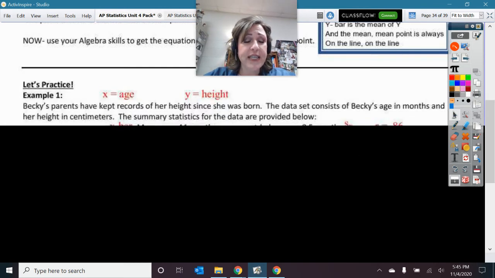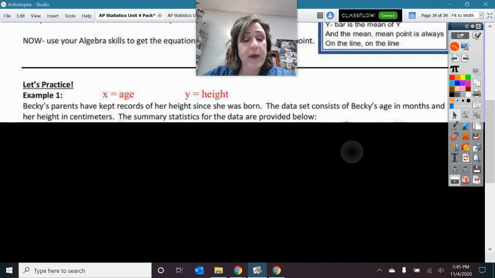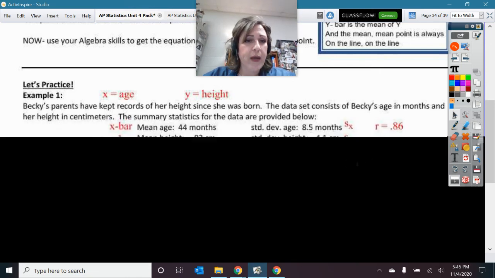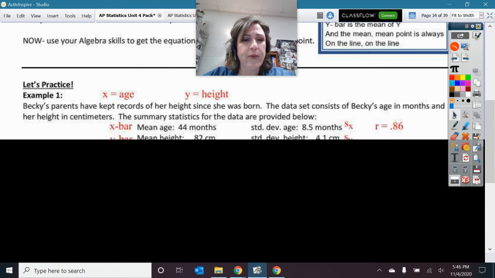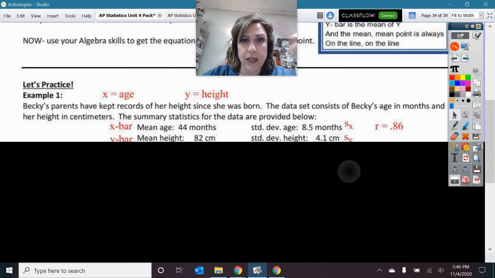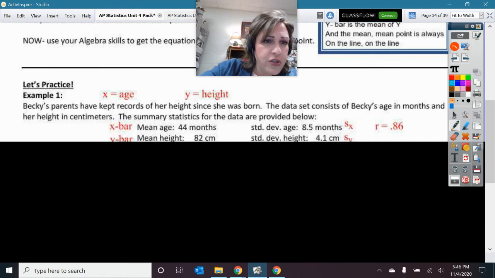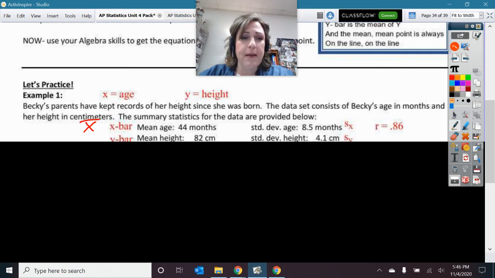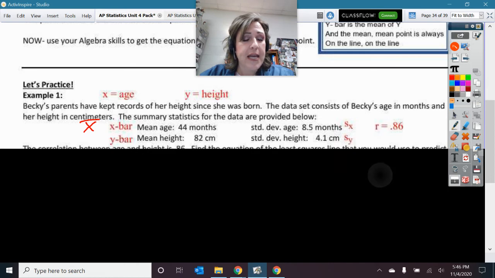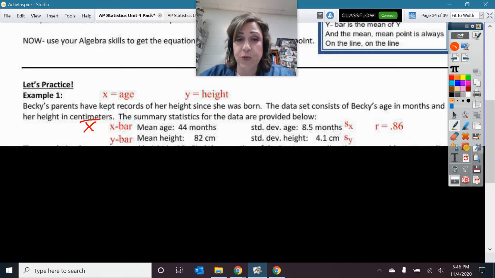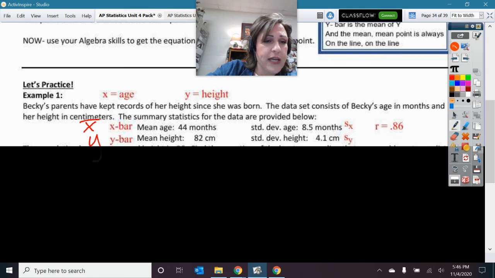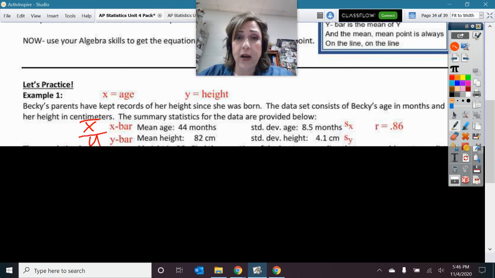So here we have Becky's parents kept record of her age since she was born. So we have all the X's, okay? And so we have the X bar. I had to write X bar because my key program doesn't give me the ability to write the X with a little bar over it. So I just wrote X bar. But if you're doing this on your notes, you're just going to write your X bar with a bar over it, okay? But I couldn't type that. X bar has a mean of months, okay? And then her Y bar, her height, is the response to that. So we've got our Y bar. Okay, so there's our mean point, 44.82.